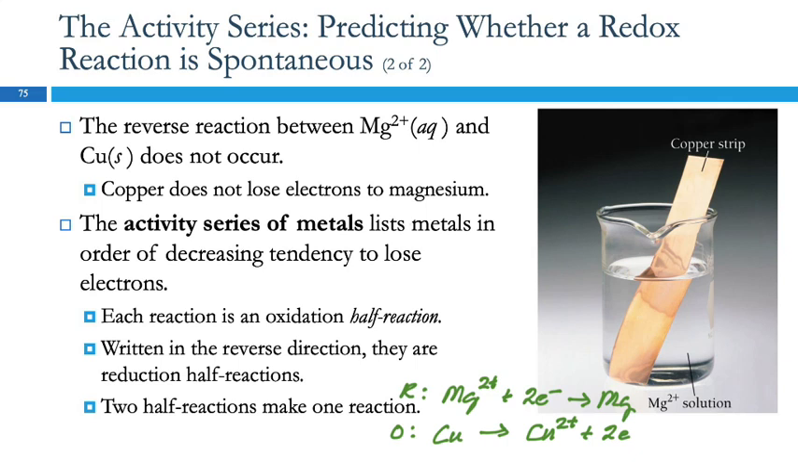This is half of a reaction because those electrons have to go somewhere. If somebody's losing electrons, somebody has to gain electrons. If we combine these two equations together, we get a complete chemical equation. So 2 half reactions added together make a whole reaction.